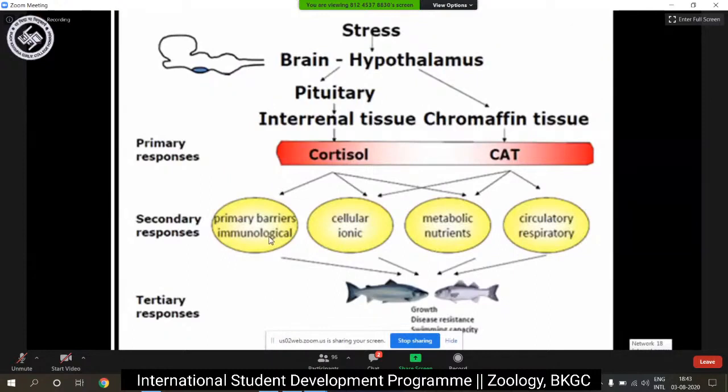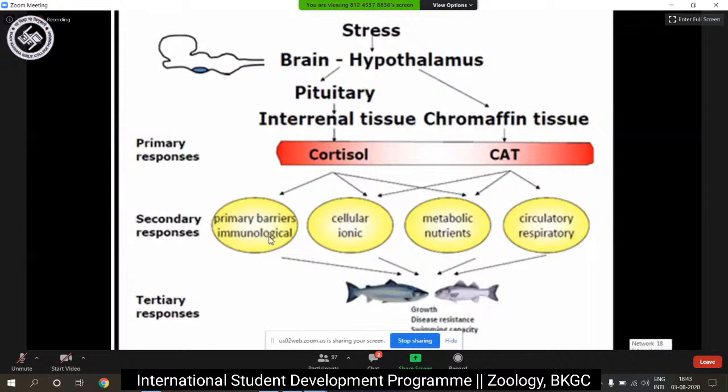The process of stress. We all know that stress is definitely a neural stimulation, which is going to affect the hypothalamus through the pituitary and the interrenal tissue, as well as through the chromaffin tissues. They are affecting the cortisol secretion and the catecholamine secretion. So the primary response will come in terms of increased cortisol secretion. We all know that with increased stress, cortisol secretion is stimulated from the interrenal tissue, and catecholamine secretion from the chromaffin tissue will also be increased.